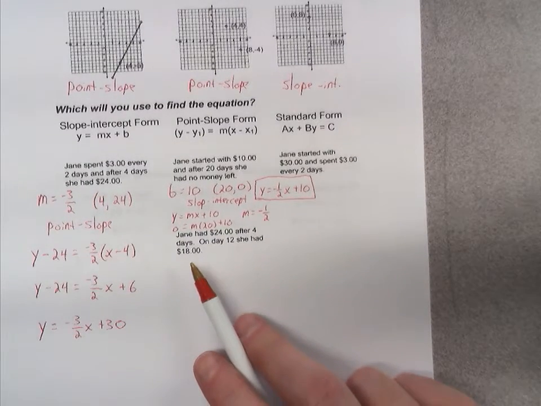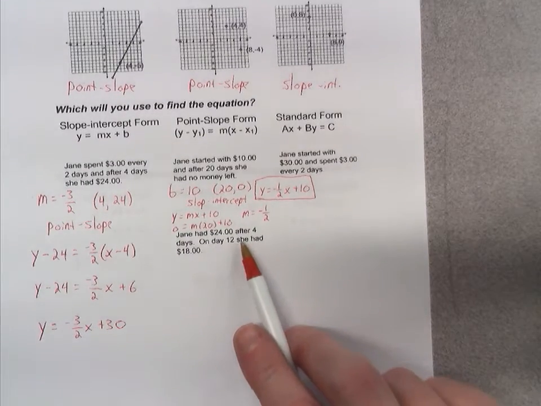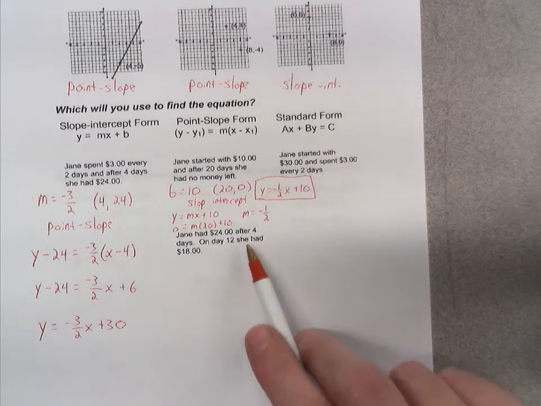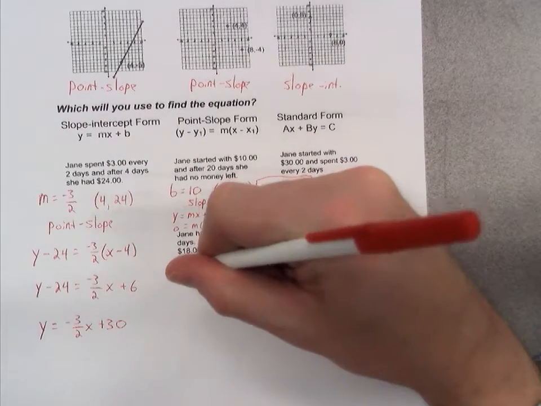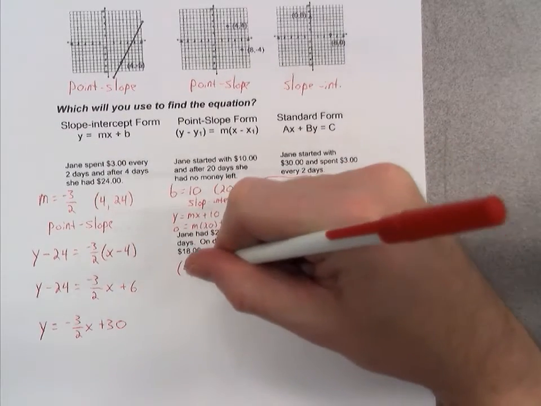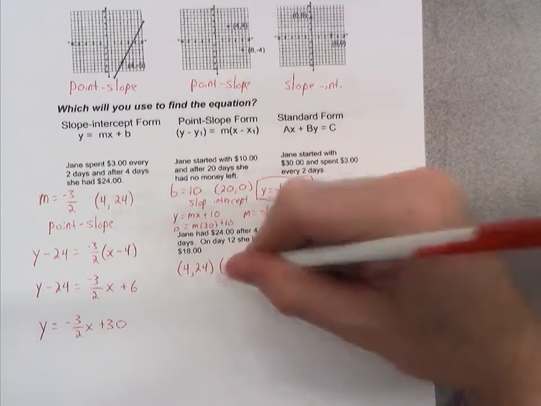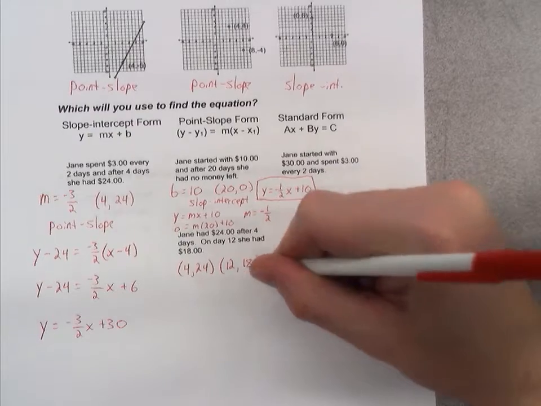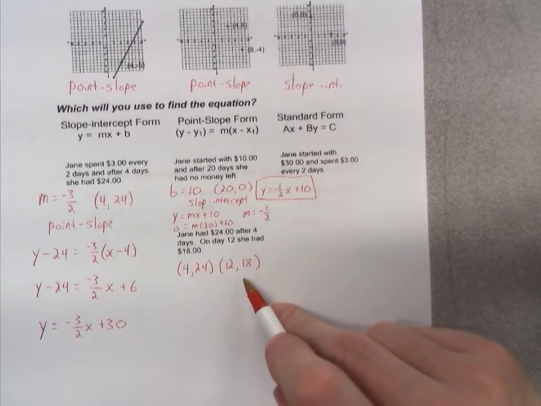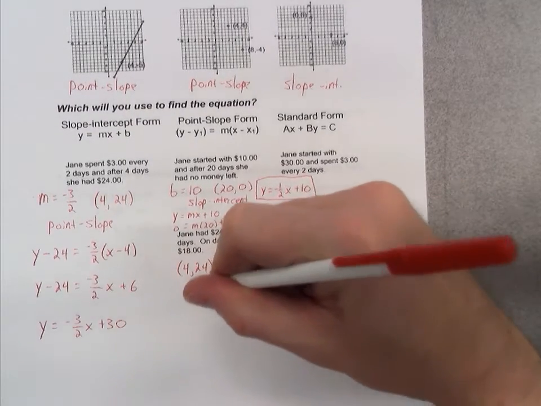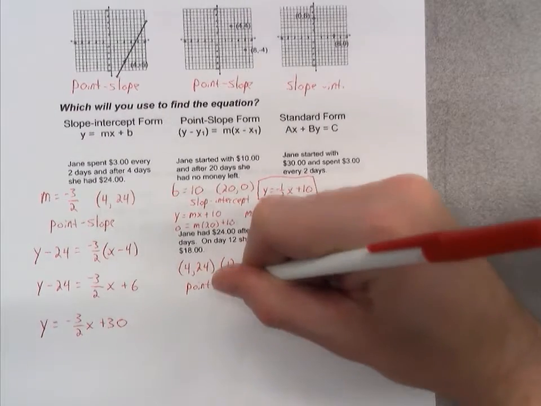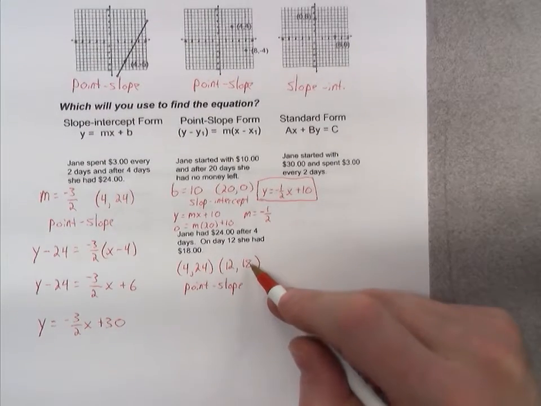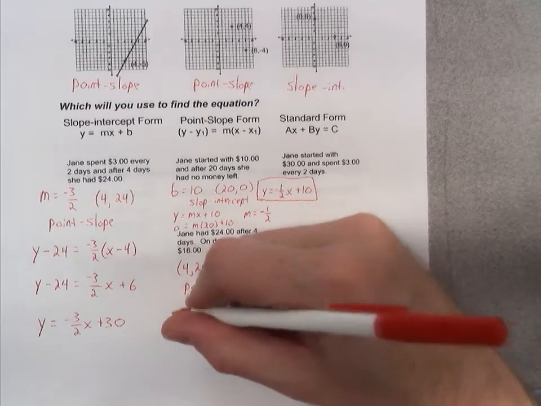Okay, let's look at this example down here. It says Jane had $24 after 4 days. On day 12, she had $18. Well, again, those are coordinates, right? Day 4, she had $24. What else are we told? On day 12, she had $18. Okay, that's another coordinate. So what's our best route here? Point-slope, because we've got 2 points on the line. So now we can actually put those in and find a slope.